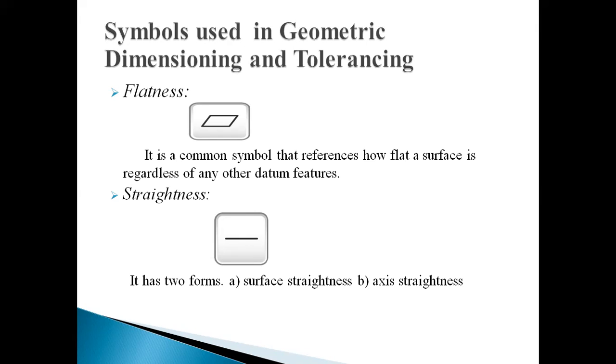Second one is the straightness. Straightness actually has two very different functions depending on how it is called out. First one is the surface straightness and second one is the axis straightness. Surface straightness is also called a normal form of straightness. It is a tolerance that controls the form of a line somewhere on the surface or feature. Second one is the axis straightness. Axis straightness is a tolerance that controls how much curve is allowed in the part's axis.